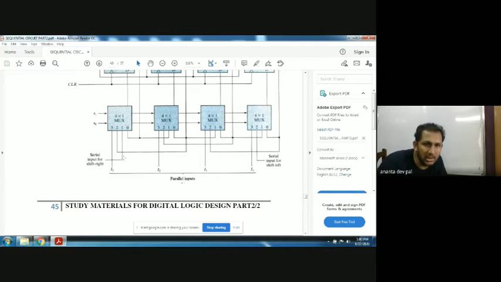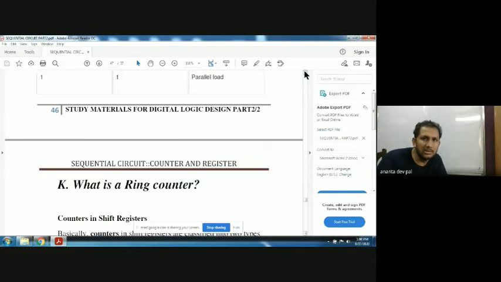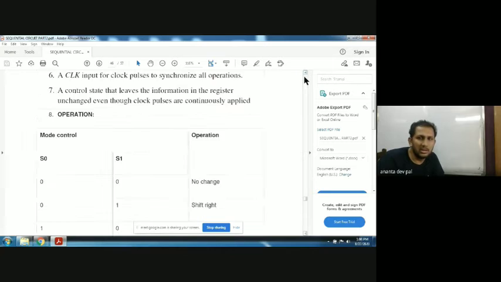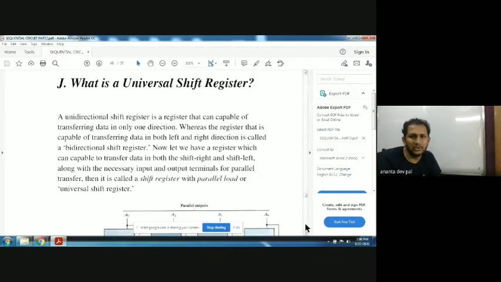When it is 0 1, the one position is activated, that is, shift right occurs. When it is 2, shift left occurs, and when it is 3, it is parallel load. So it can be easily constructed. These are the mode controls of the universal shift register, which is used to shift left, right, and also parallel load.